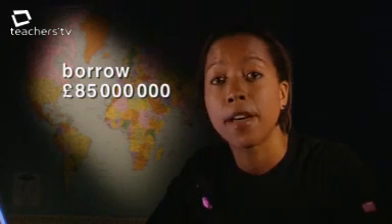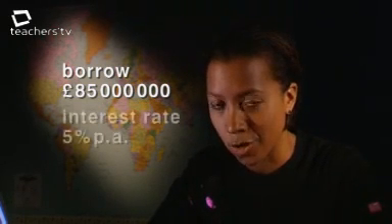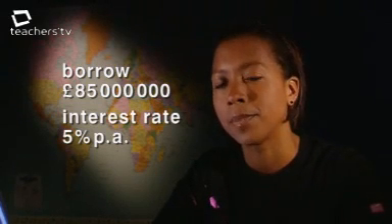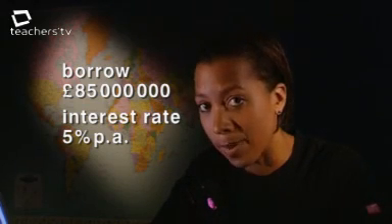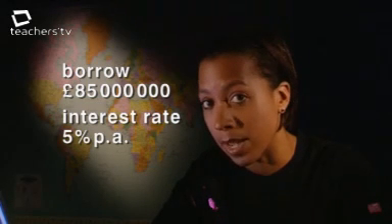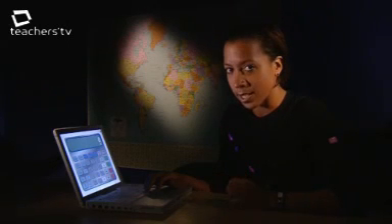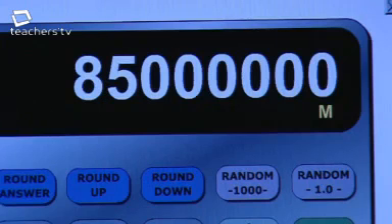Compound interest is partly responsible for making loans so difficult to pay off. For example, if a country borrowed £85 million at an interest rate of 5% per annum, how long would it take for that debt to rise above £100 million if no repayments were made? For each year, an increase of 5% means multiplying the principal sum by 1.05.